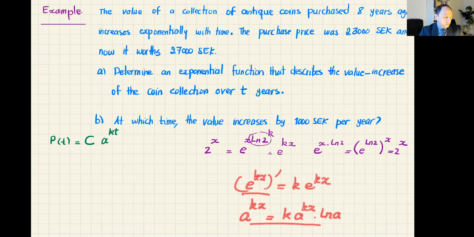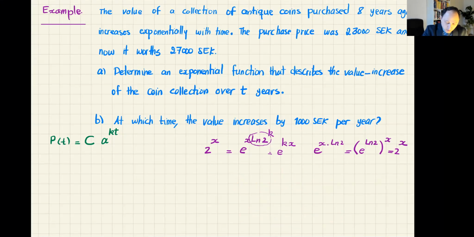This is not explained very well in the book. They say that we choose the base to be e, but this question might come to your mind, why should I choose e? My answer is that it doesn't matter. For example, at which time the value increases by 1,000 crowns per year, it doesn't matter if you model with base e or with any other base. The final answer that you will get for part B, for example, is exactly the same. That is what I want you to understand. This is not explained very well in the book, okay? Of course, I will come back to this.